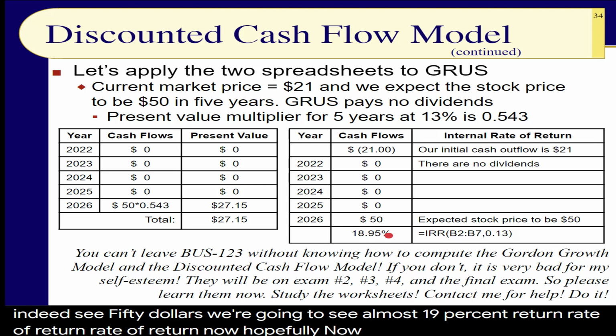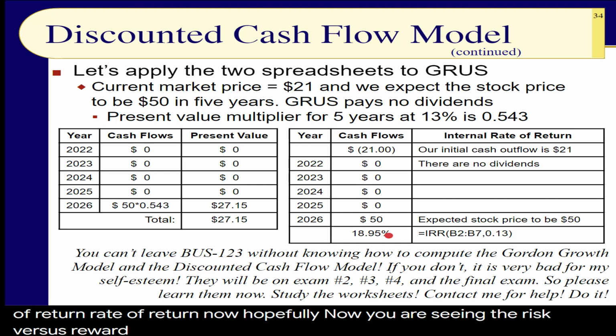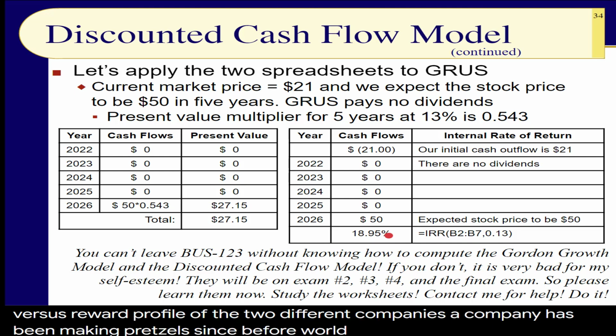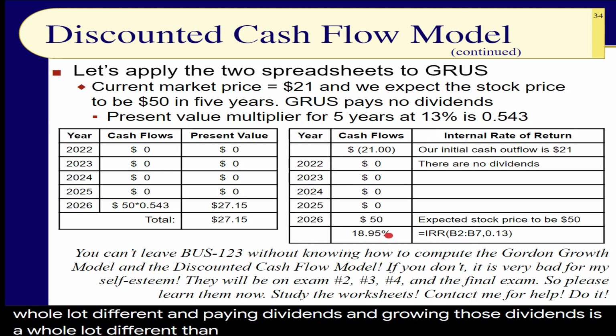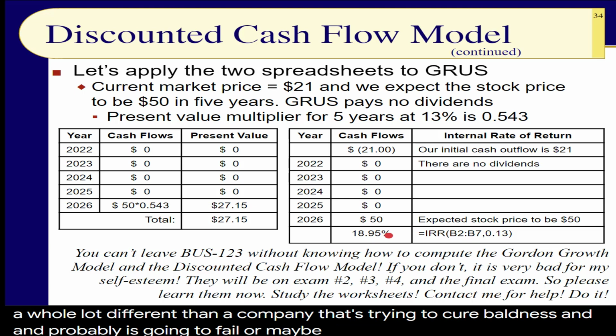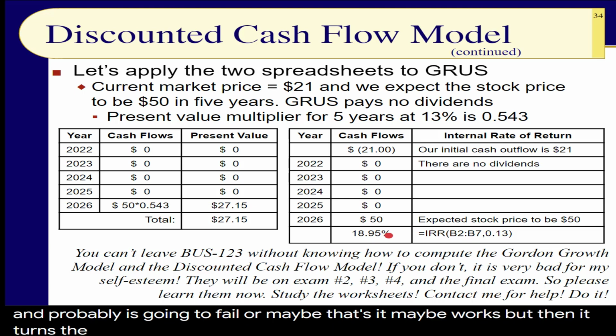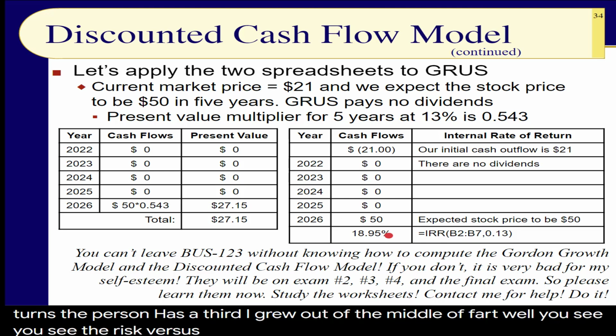Now, hopefully by now, you are seeing the risk versus reward profile of the 2 different companies. A company that's been making pretzels since before World War II, almost 100 years, and paying dividends and growing those dividends is a whole lot different than a company that's trying to cure baldness and probably is going to fail, or maybe it works, but then it turns the person's liver into pate, or has a third eye grow out of the middle of their forehead. You see the risk versus return profile?